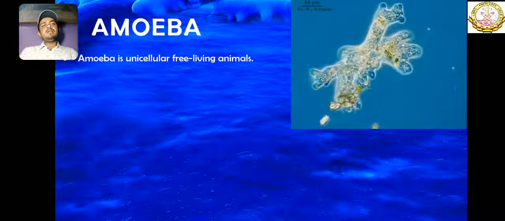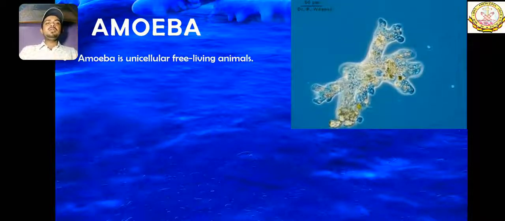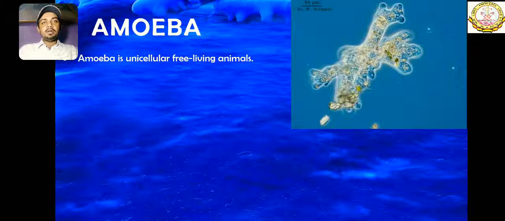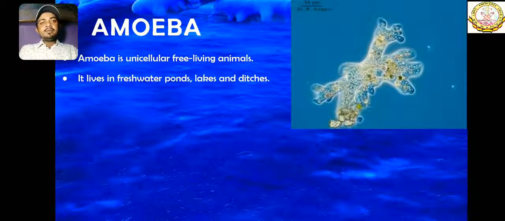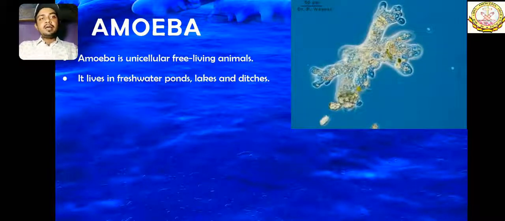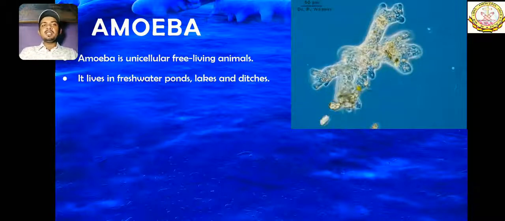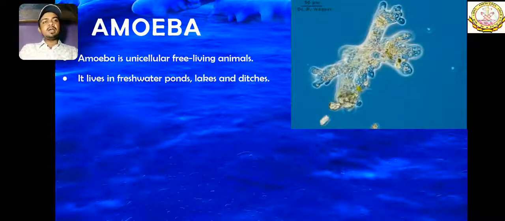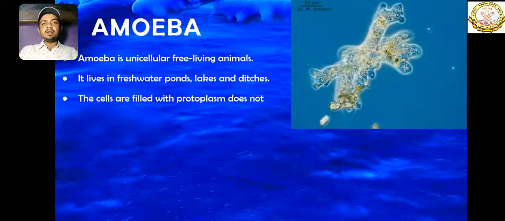Amoeba is a unicellular free living animal. It lives in freshwater ponds, lakes, and small ditches which are there in the rainy season. Nowadays, we can see a lot of ditches here and there whenever it rains.